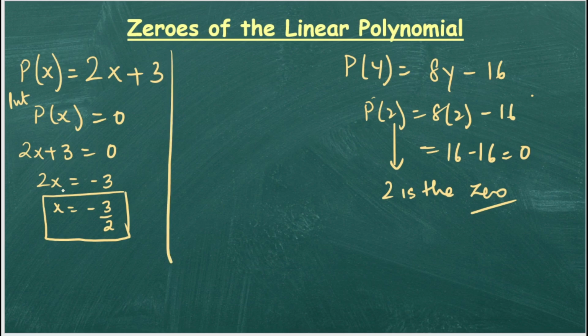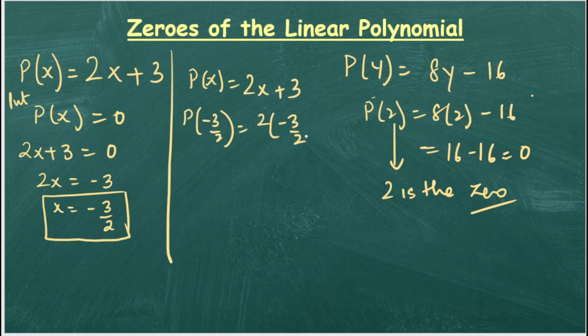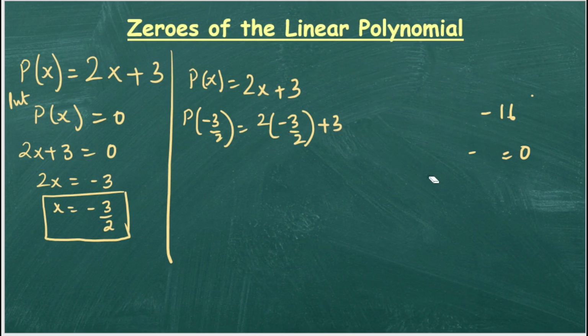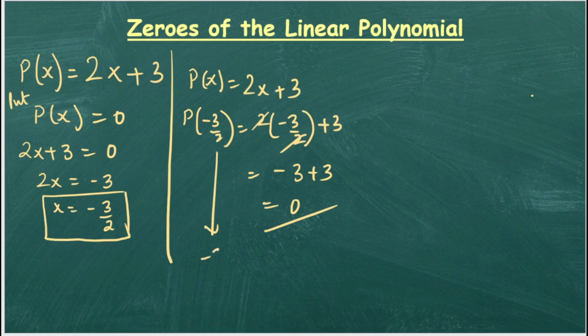That means when I put the x value of -3/2 in this, let's do that. p(x) = 2x + 3, correct? So let's put x as -3/2. So 2 times -3/2 plus 3. Let me raise this for a little bit to make a little space. So now when I solve this one, 2 and 2 cancel. So -3 plus 3 is equal to 0. That's it. So this -3/2 is a zero of this polynomial.